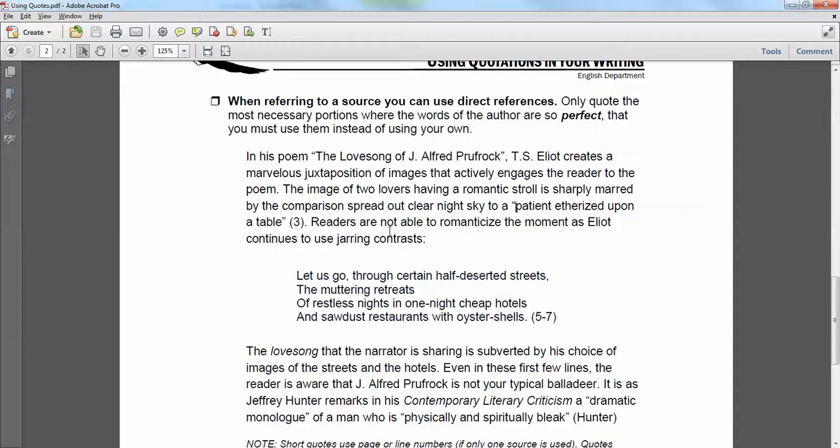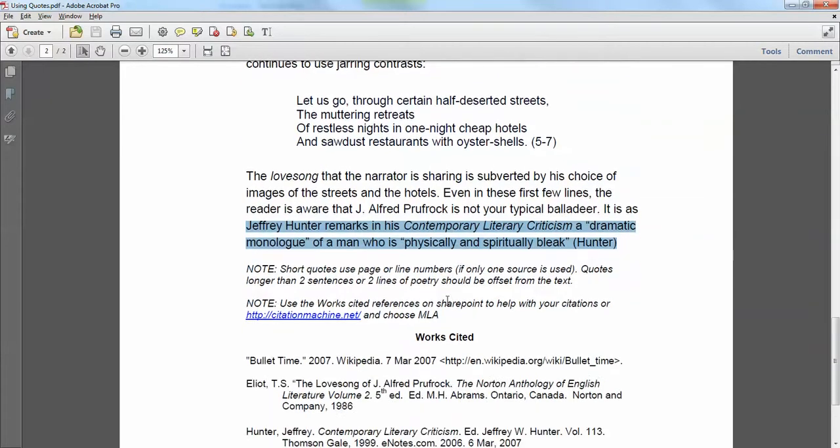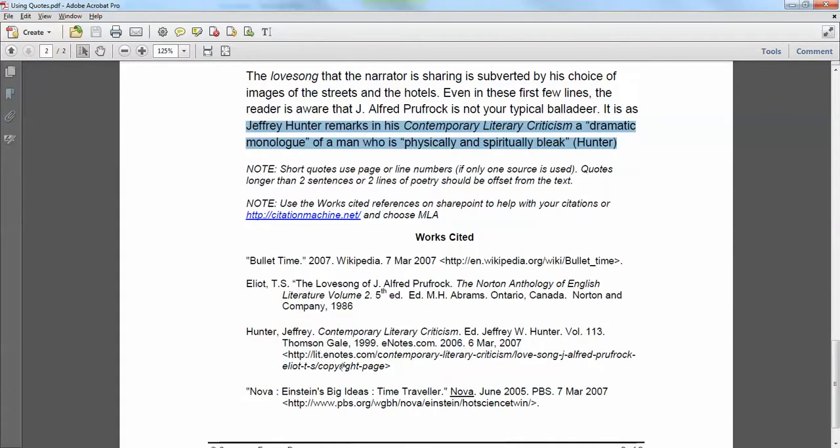Now, if I do want to quote several lines, such as in this case of poetry, you can offset it. And if you're quoting several sentences, you want to offset it from your actual piece of writing with, again, the page number, or in this case, the text line numbers. But when I'm referring to anything else, in this case, where I'm taking a reference from Jeffrey Hunter, in his remarks in Contemporary Literary Criticism, he talks about it being a dramatic monologue of a man who is physically and spiritually bleak. And those words are so beautifully phrased that I really cannot paraphrase them in my own way. So that's what you want to be looking to do. And again, you want to provide a works cited if you're taking from multiple sources.